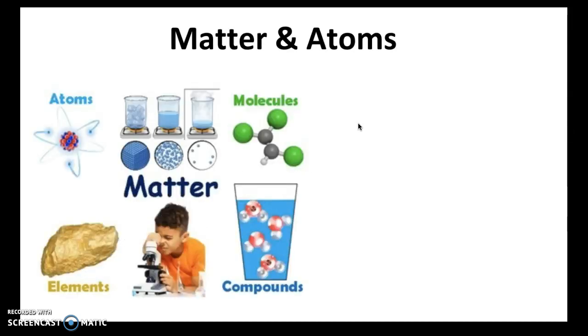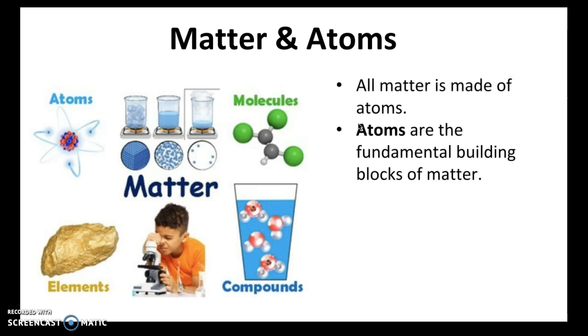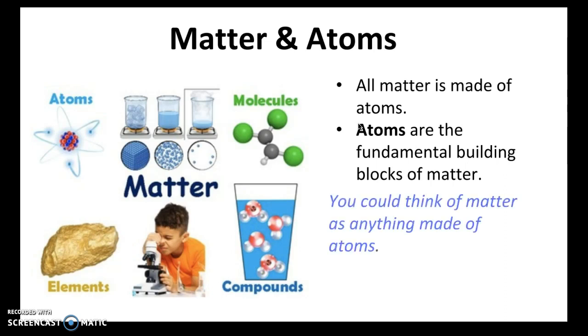You may also know that matter has a relationship to atoms. This is probably something you've heard about in middle school. So what is that relationship? All matter is made of atoms, and atoms are the fundamental building blocks of matter. So if you were to break down matter, if you break it apart, in the end, you would get a bunch of atoms. So you can think of matter, in addition to thinking of it as something that you can weigh or something that has volume, as anything that's made of atoms.